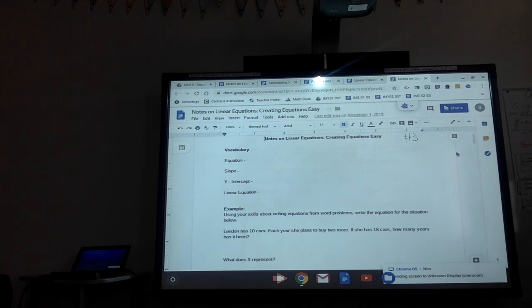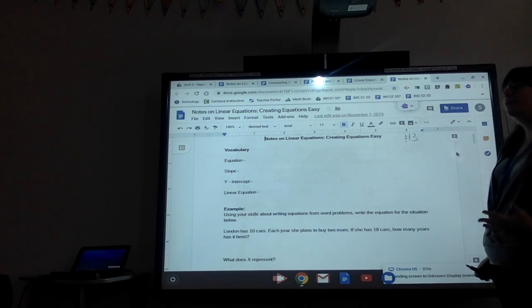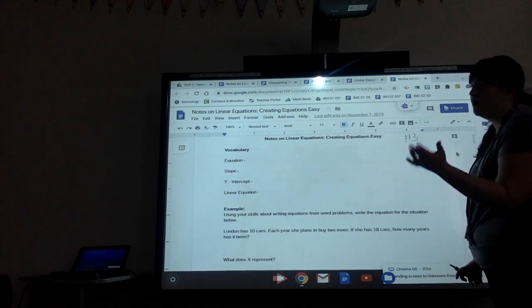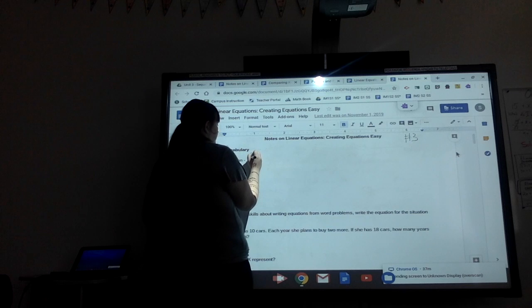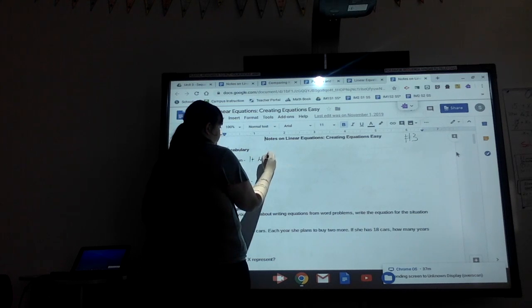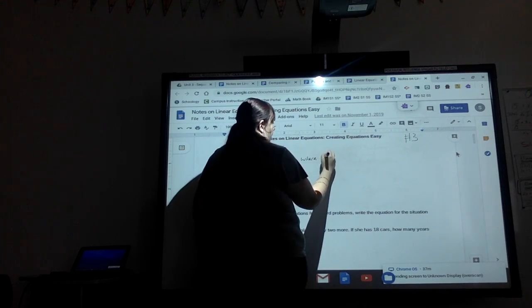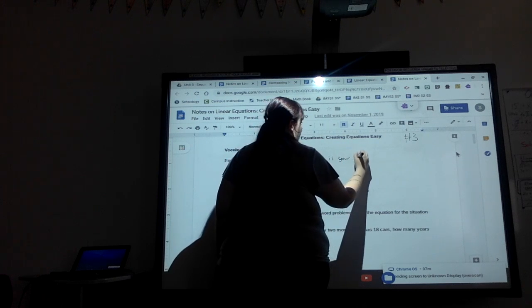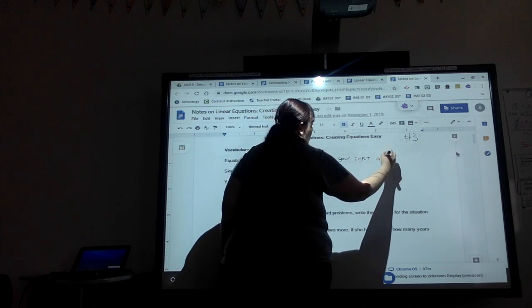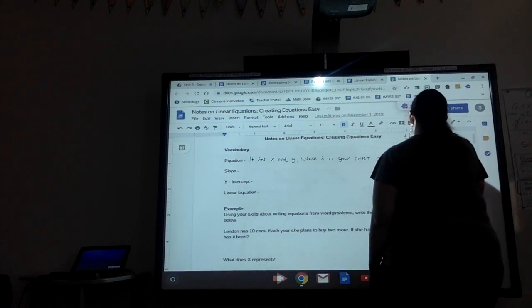So before we begin, an equation is a mathematical sentence that tells you what to do with your input in order to get your answer. But it has x and y, where x is your input, like what you put in, and y is your output, which means answer.